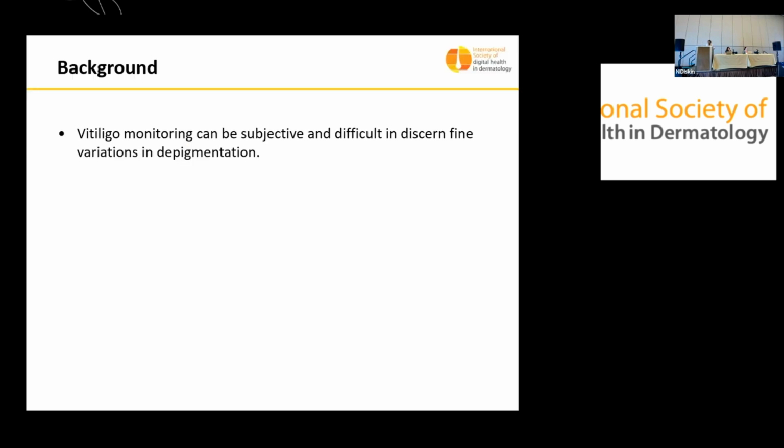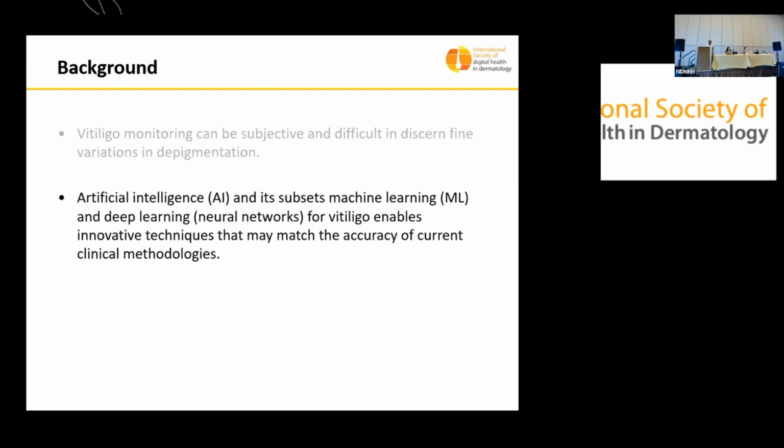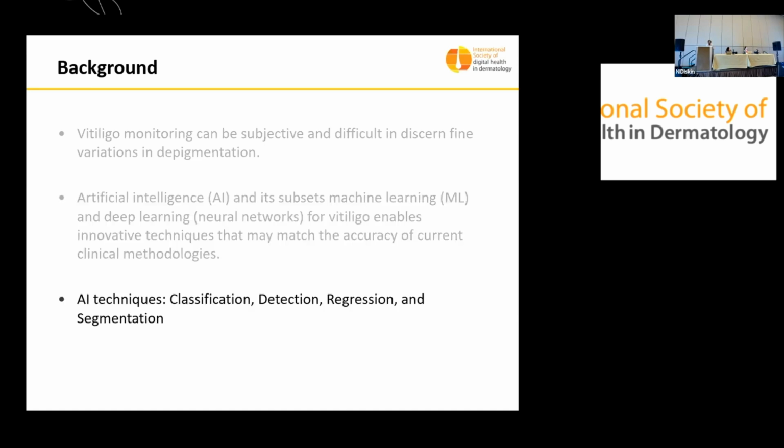And so vitiligo monitoring can be very subjective based off of the morphology, the size, the distribution. All of these fine little areas of discernment can make it very difficult to track. And so the thought is that artificial intelligence and its subsets, machine learning and deep learning neural networks specifically, can be used to help make this more objective compared to the current clinical methodologies.